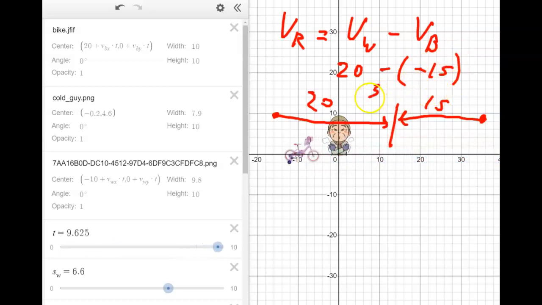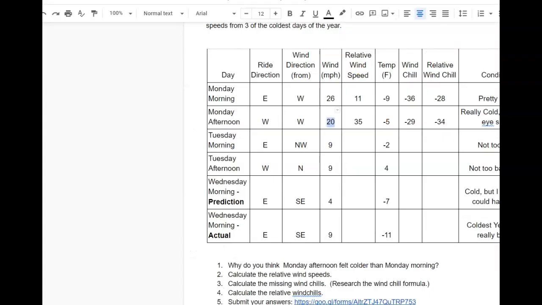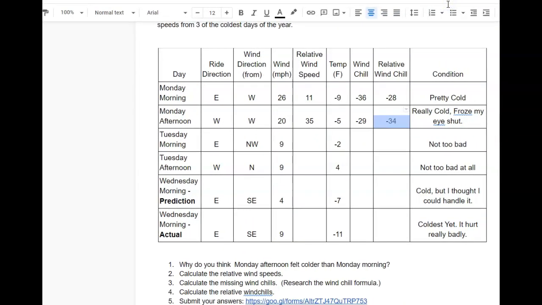And we get a relative speed of 35, so the wind's coming at me much faster. And if we look here, the wind is hitting me faster than it is hitting the guy because I'm flying into it. Now the relative wind speed at 35, even though it wasn't as cold, gives me a relative wind chill of -34, which, like I said, was really cold. Froze my eyes shut on the way home. I remember that day, even though it was like, what, 5 years ago now?